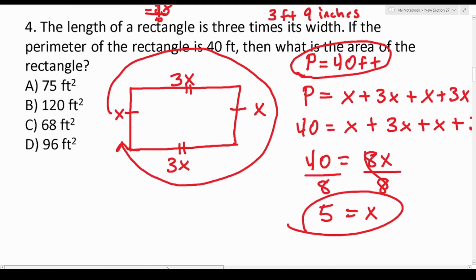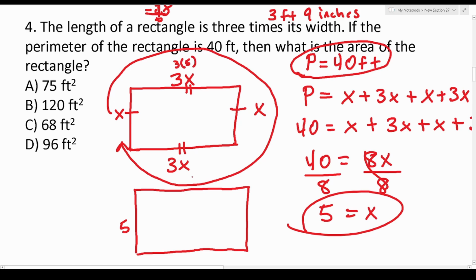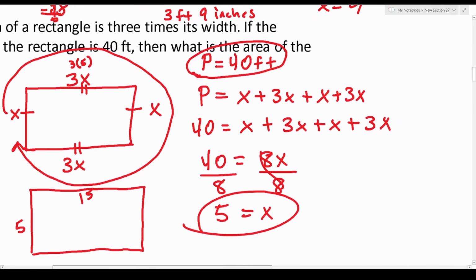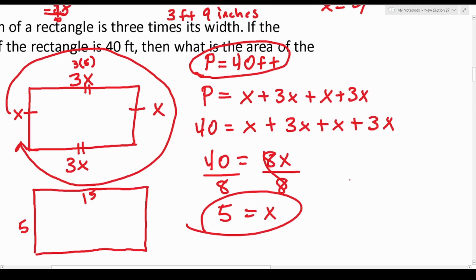Okay, so we know that, and let me draw this rectangle down here again. We know the width of the rectangle is x, which is 5. If x is 5, its length is 3x. 3 times 5 is 15. So we know we're dealing with a 5 by 15 rectangle. And again, as we just saw, to find the area of a rectangle, that's going to be length times width. So this is going to be 15 times 5.